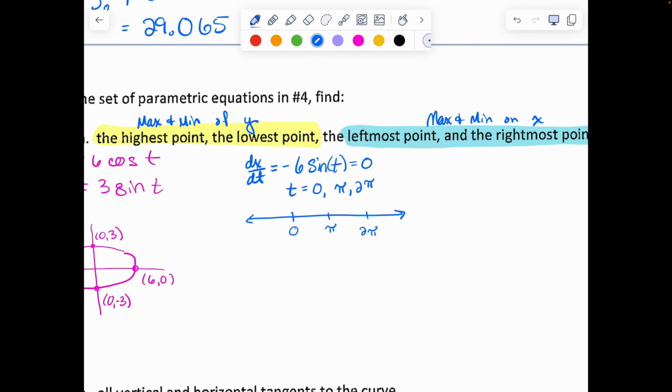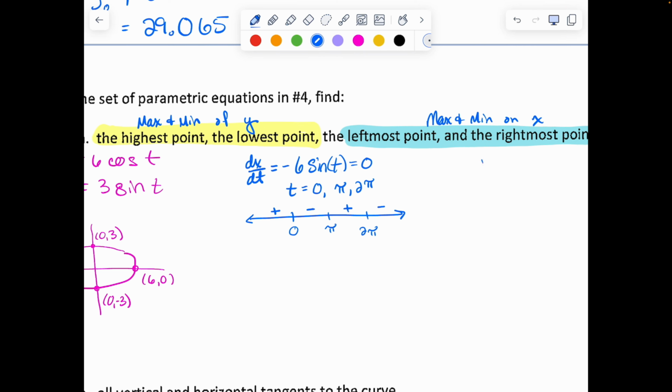Okay, when I plug in values that are less than 0, just to the left, those were positive. When I plug in values that are between 0 and pi, that's negative. Pi to 2 pi, positive, and then bigger than 2 pi, negative.